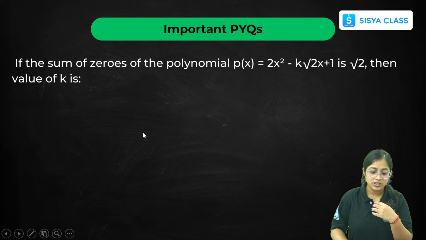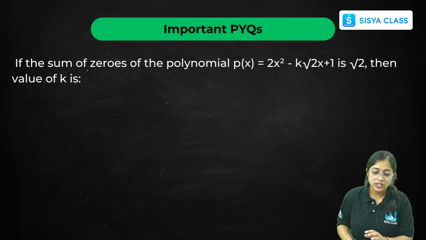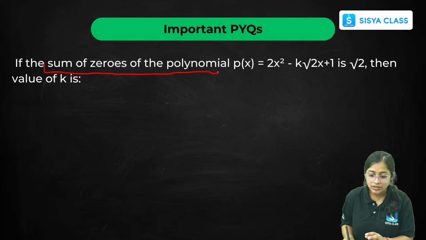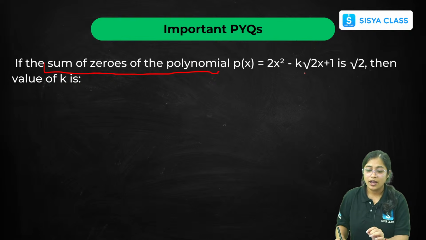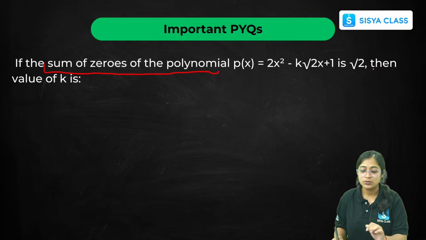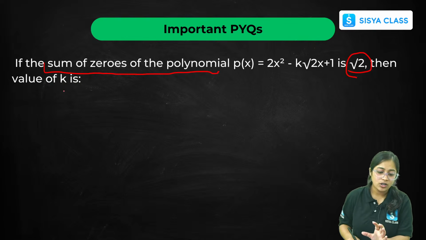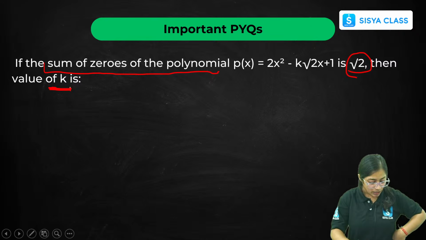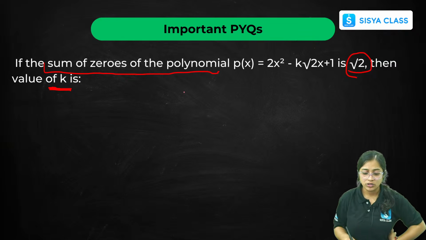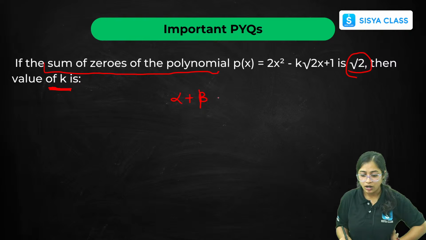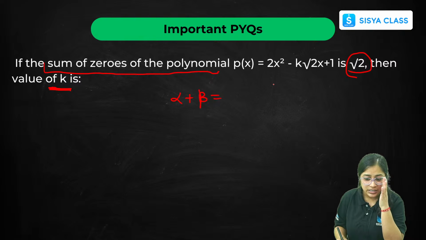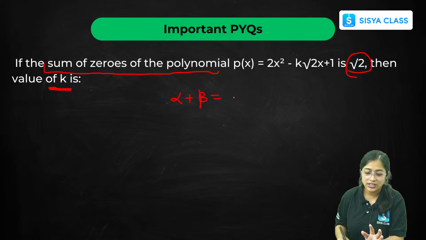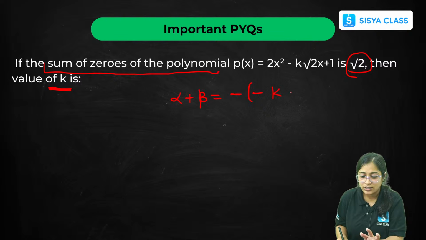So here I have this question: the sum of zeros of a polynomial p(x) equal to 2x square minus k root 2 x plus 1 is root 2, then what is the value of k, right? So just find what is the sum of roots here. Sum of roots will be alpha plus beta, it will be minus b upon a, right? So what is minus b here? b is minus k root 2 and a is 2, right?